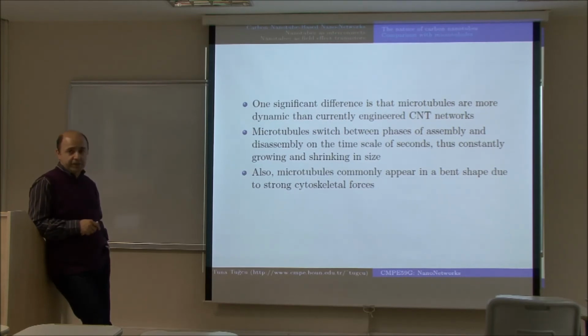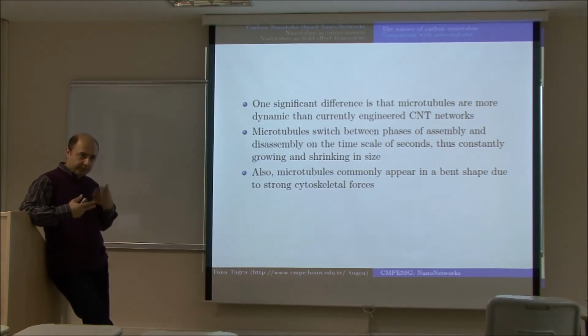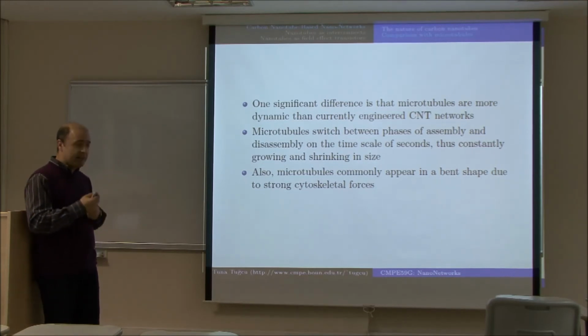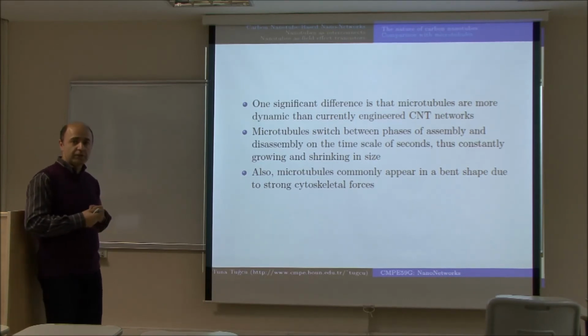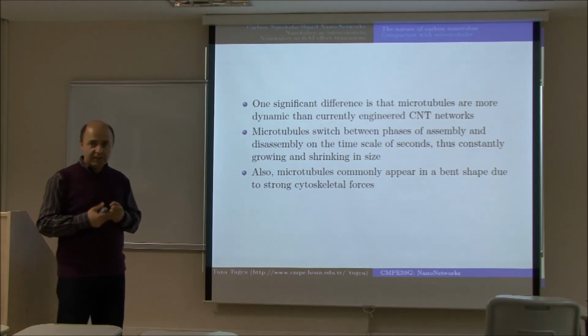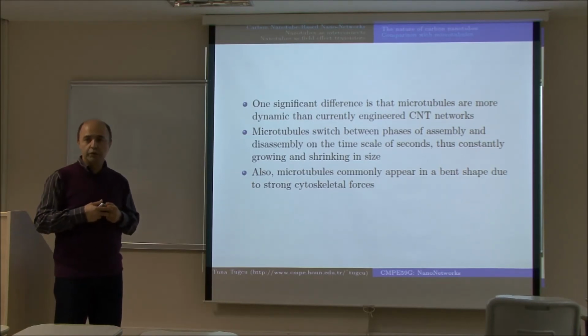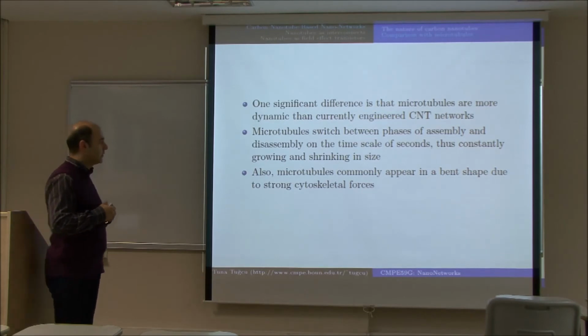One significant difference between microtubules and carbon nanotubes is that the microtubules are more dynamic than the carbon nanotube networks. The microtubules, as you will remember, are formed by the centrosome, but while you're assembling the microtubules from one end, at the other end it keeps on dissolving. So remember, the microtubular network was very dynamic. That's not the case for carbon nanotubes. They're more durable. So that's one major difference.